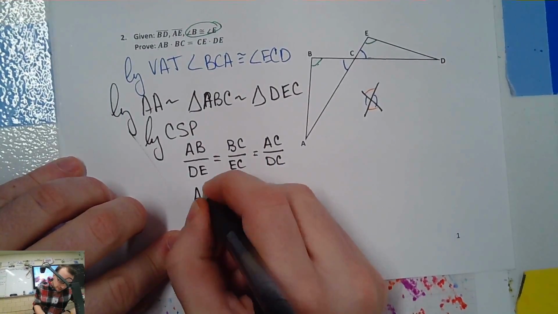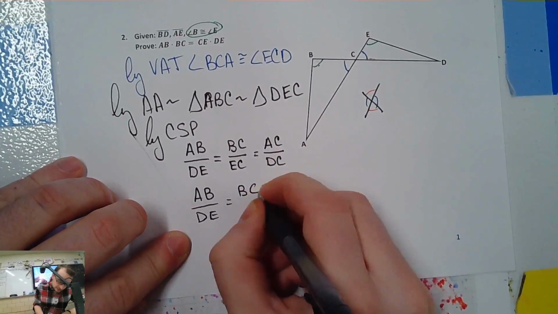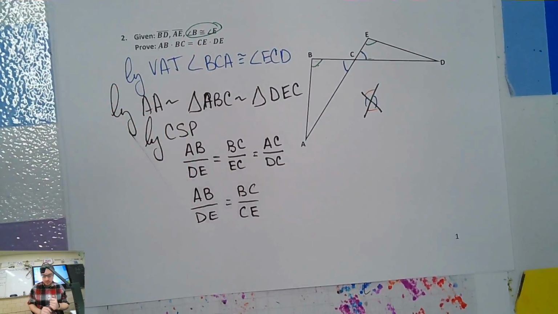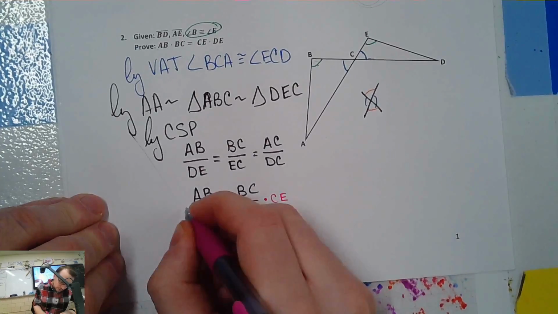So I'm going to write it again. You don't need to. This time, I'm going to write CE instead of EC, just for alphabetical order, because that's what I did up here. That's totally fine. And then I'm going to move things around by multiplication. So to get rid of that CE in the bottom and move it to the other side, I multiply.